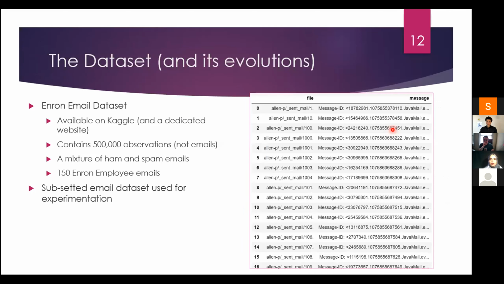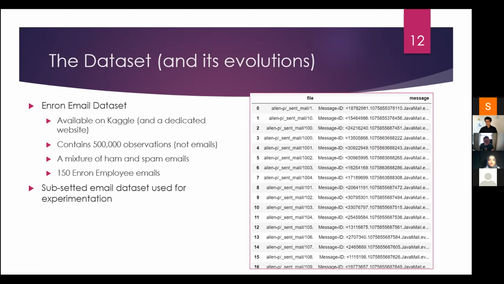Now, the data set on which this research has been going on is the Enron email corpus. It's freely available on Kaggle, and there is a dedicated website to it. It contains around 500,000 observations, and this does not necessarily translate to 500,000 emails. This distinction is important, and I will talk about this a bit more in the next few slides. It's also a mixture of ham and spam emails from over 150 different Enron employees. The Enron Corporation was an energy corporation in America in the early 2000s that went bankrupt due to an accounting scandal. This data set was released after the federal government finished their investigation.